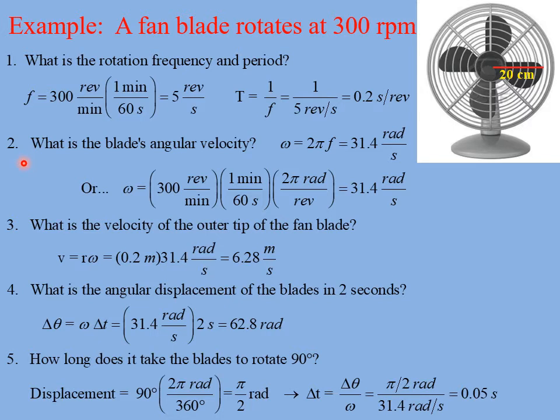Part number 2. What is the blade's angular velocity? Here there are 2 ways to do it. The easy way to do it is just to use the equation from the previous slide. Omega equals 2 pi f, and f, remember, we've solved it right here, is 5 revolutions per second.